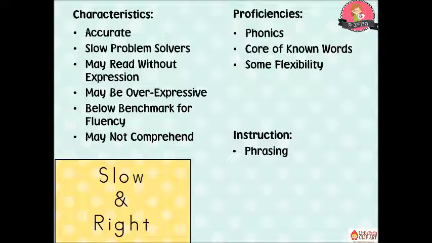The first would be phrasing. Lots of times, slow and right readers are either robot readers or they're reading with overexpression. So when we instruct them on the proper way to phrase their reading, we're going to get improved fluency. And that just means that we want their reading to sound like they're talking. And so we practice putting multiple words together, echo reading, modeling, having them read text over and over that are familiar so they can really get that phrasing down so that their reading sounds correctly.